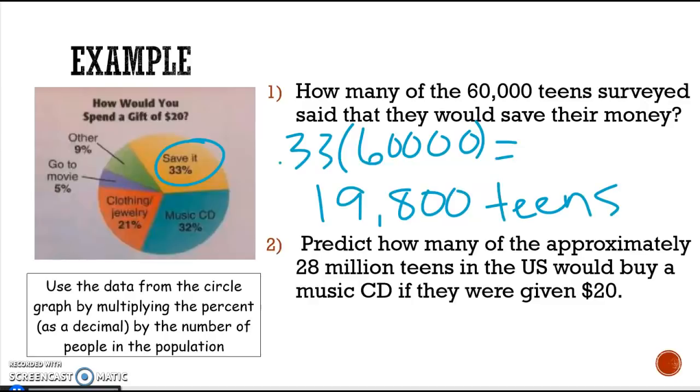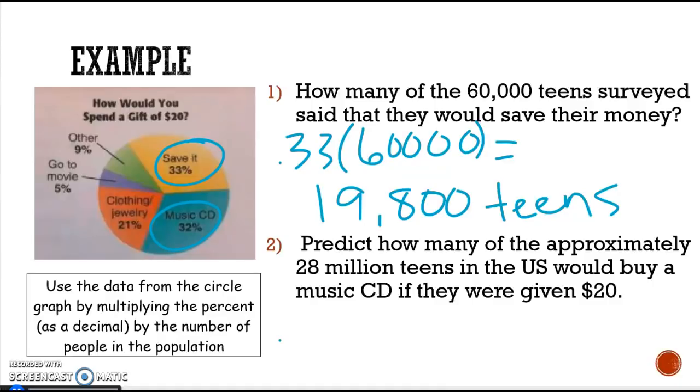Our second question asks us to predict how many of the approximately 28 million teens in the U.S. would buy a music CD if they were given $20. Now the reason we have to use this smaller sample of 60,000 is because there's no way we could survey 28 million people. So if we look at the data from the 60,000 students, 32% said they would buy a CD.